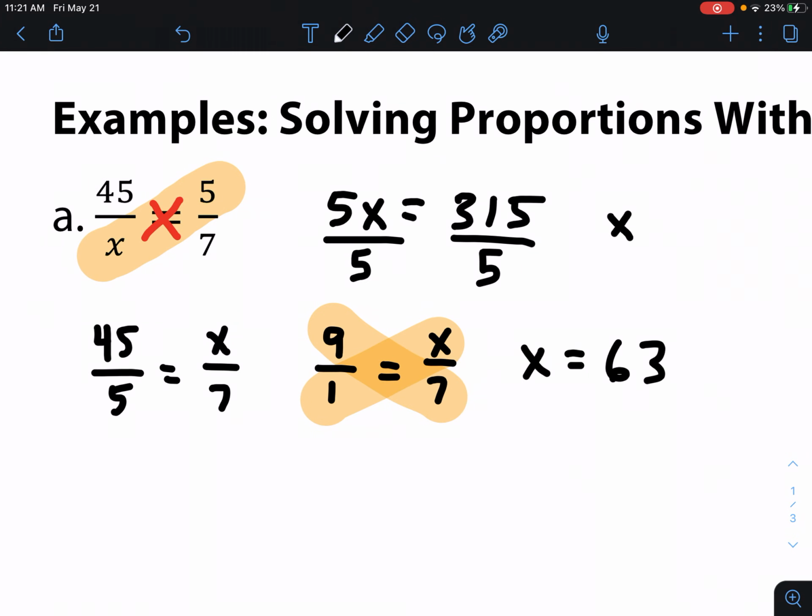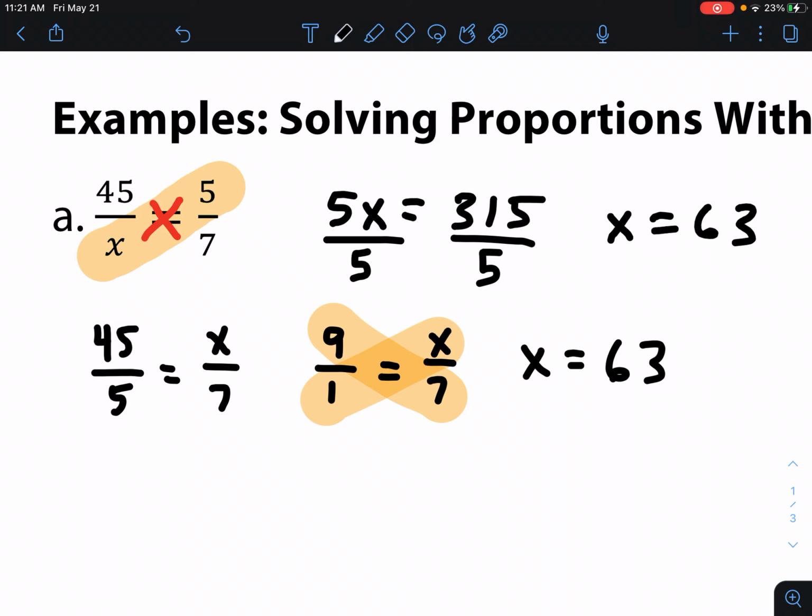Okay, so we know that x is equal to 63. All right, so there's 2 ways that we could solve this proportion. And the first way, where we moved the x and the 5, is totally fine. The only thing you can't do is switch things from numerator to denominator in the same fraction. So you wouldn't want to flip the 5 over 7, right?